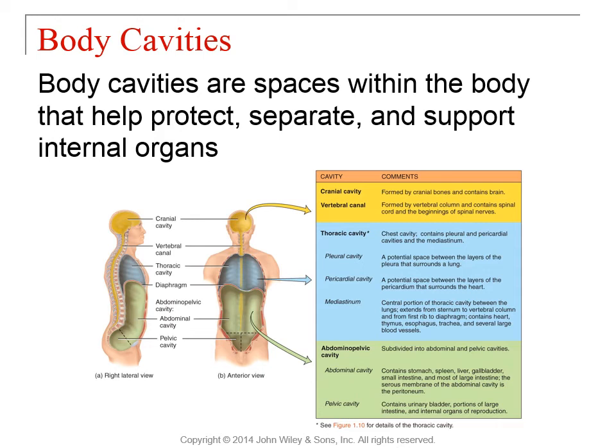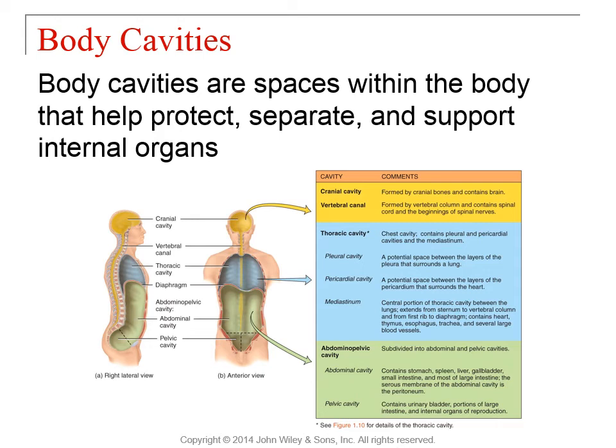So the body cavities that you see here, you notice that there's going to be three, each with individual partitions. The most superior and also the most posterior portion is going to be the cranial cavity and the vertebral canal. This is going to be continuous. They'll house the brain as well as the spinal cord and also the beginnings of the spinal nerves.